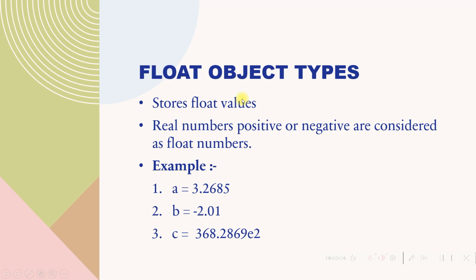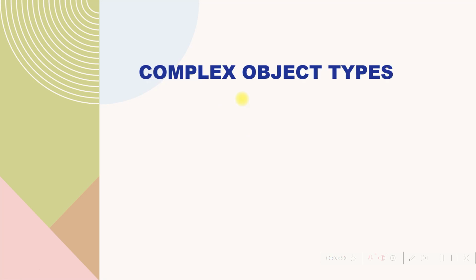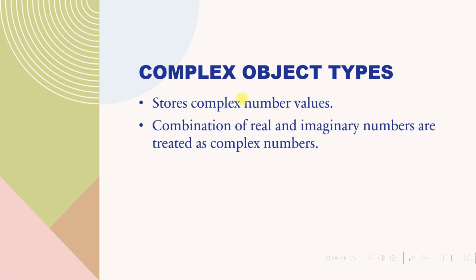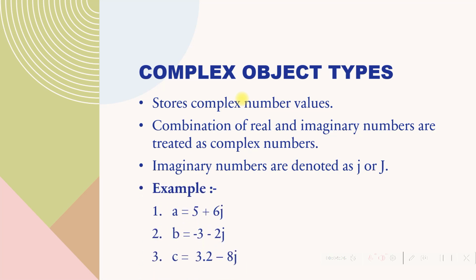Now the third object type is the complex object type. What does this object type do? It stores the complex number values. And now what is a complex number? A combination of real and imaginary numbers is treated as a complex number. And the imaginary part of the complex number is denoted by either small j or capital J. Okay. So here are some examples of the complex object types.